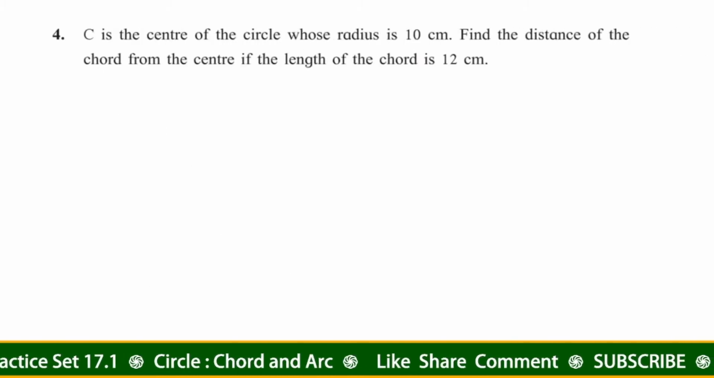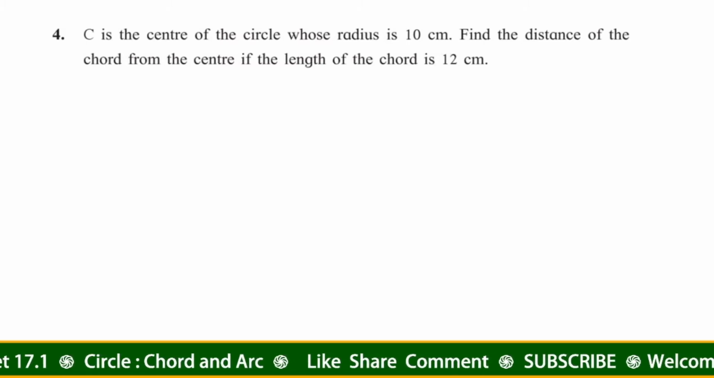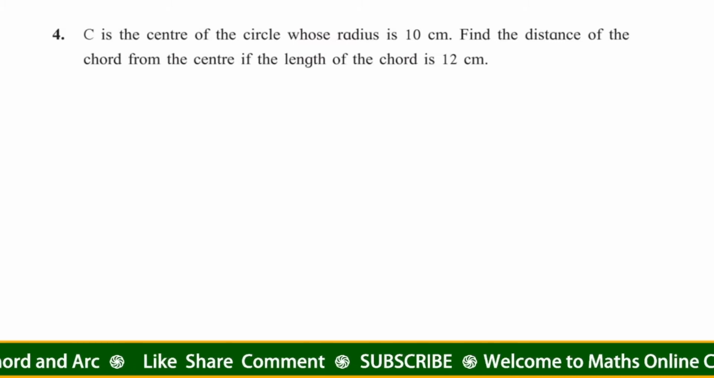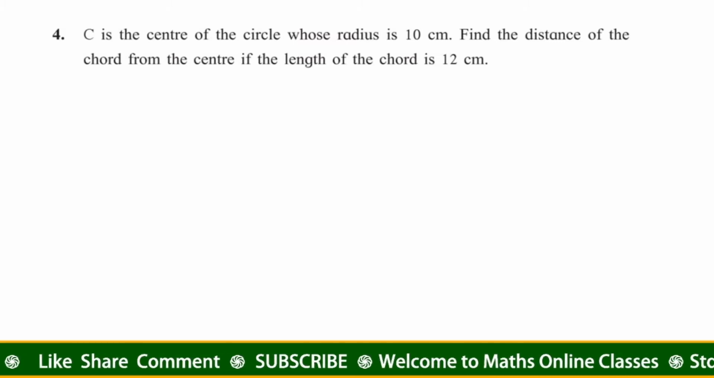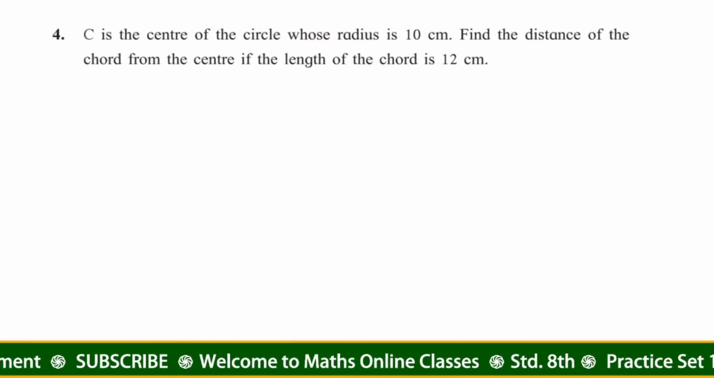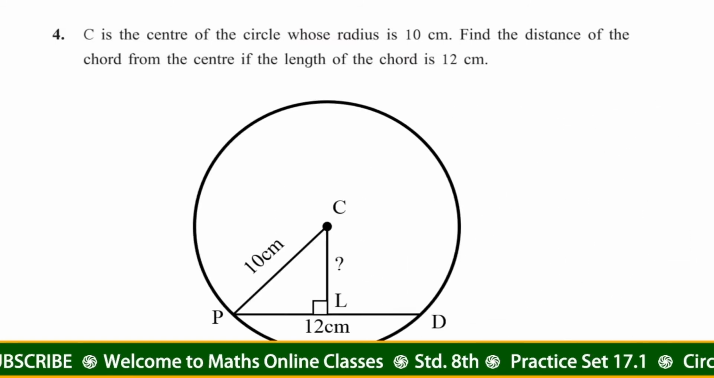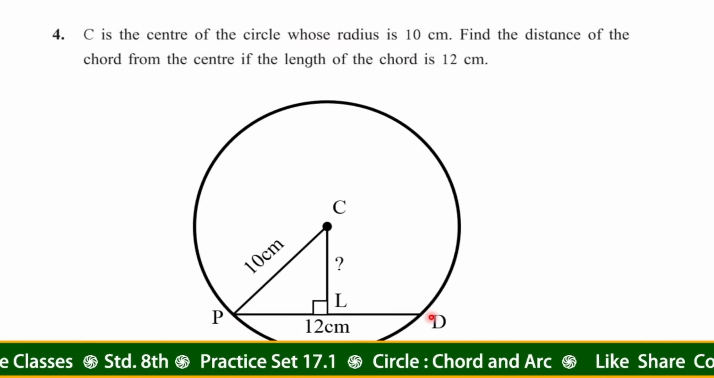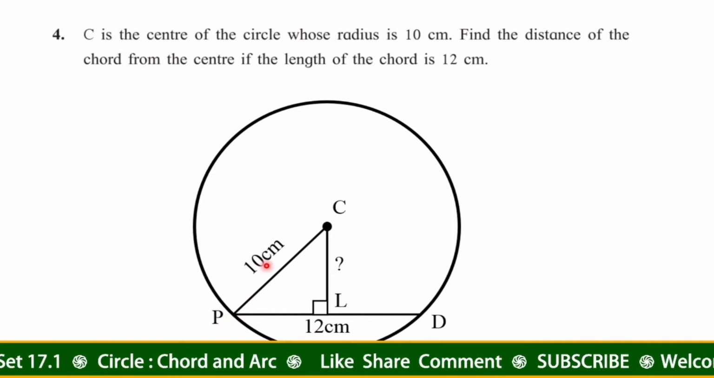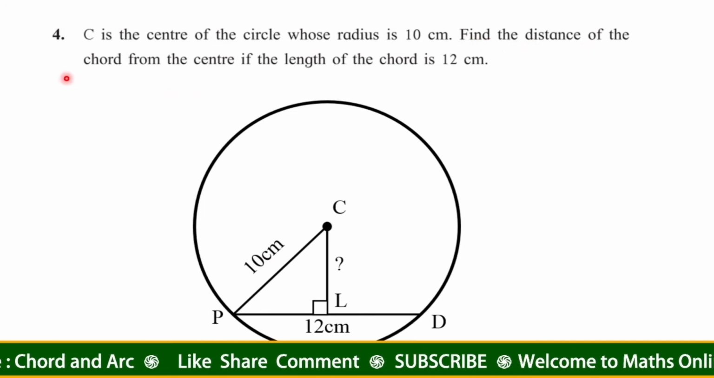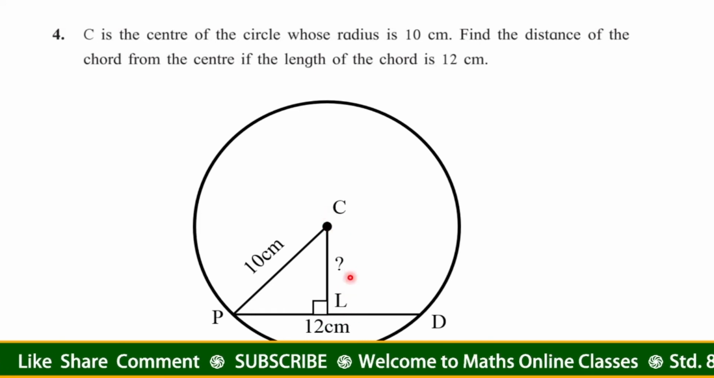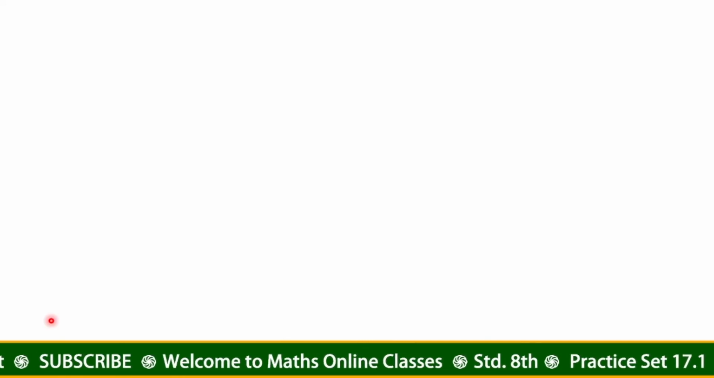Question number 4. C is the center of the circle whose radius is 10 centimeter. Find the distance of the chord from the center if the length of the chord is 12 centimeter. In this question, the figure is not given, so by this information we will draw our own figure. Here is the figure. Here I have taken chord PD, which is 12 centimeter. Radius PC I have taken 10 centimeter, and in the question it is asked to find the distance of the chord from the center. So we have to find this distance of the chord from the center, that is CL. So let us write the answer.